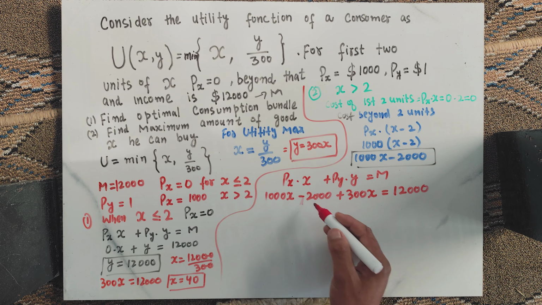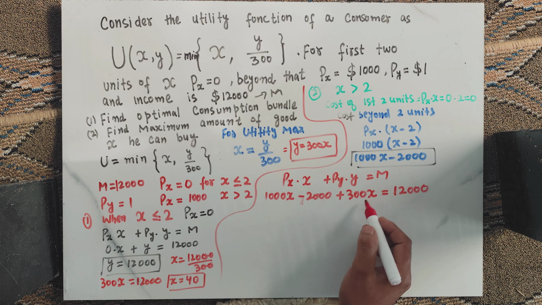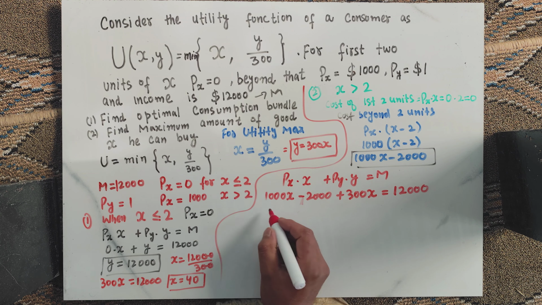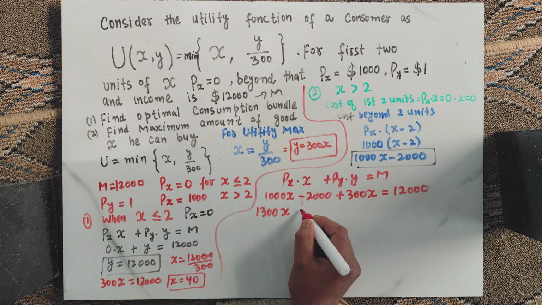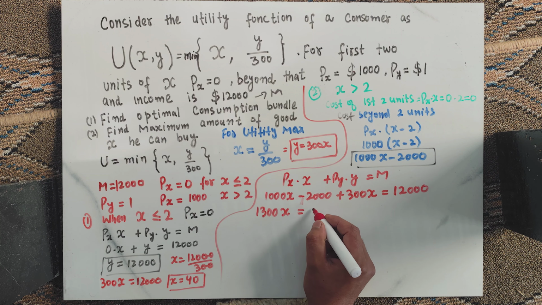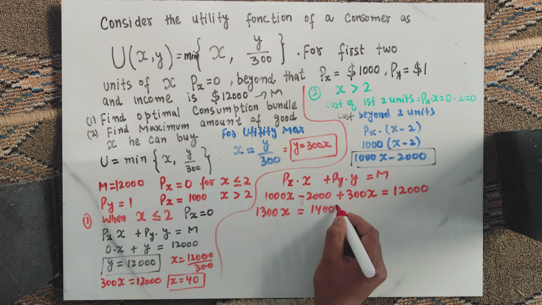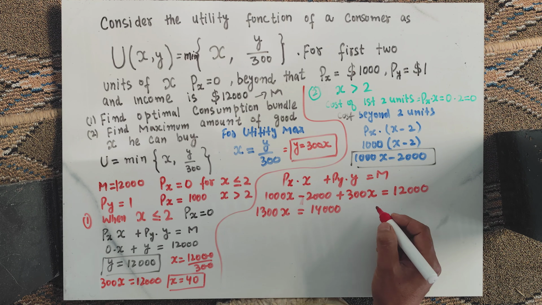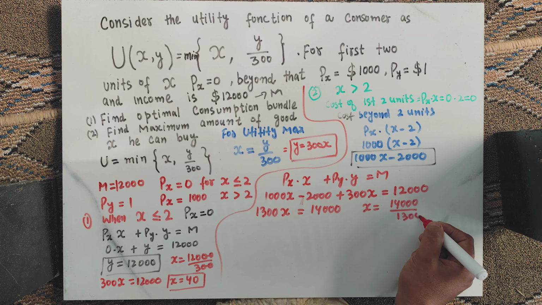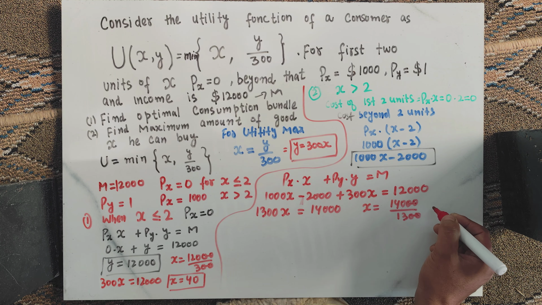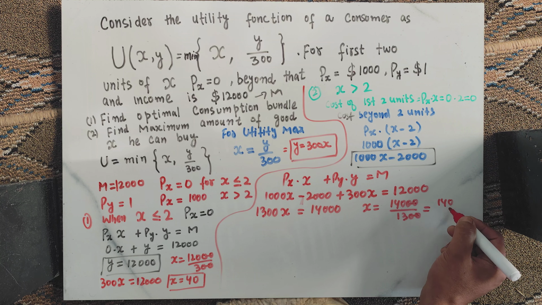Having said that, transpose this here. So 1000 plus 300, same terms, we can add them, it becomes 1300X, is equal to 12,000 plus 2000 is 14,000. Dividing both sides by 1300, so X will be equal to 14,000 upon 1300. These two got cancelled. We have 140 upon 13.